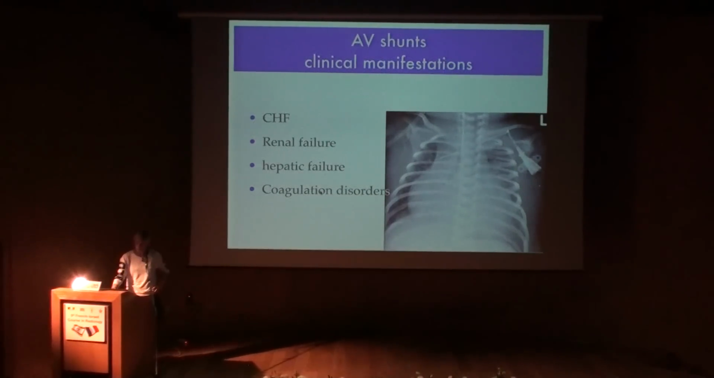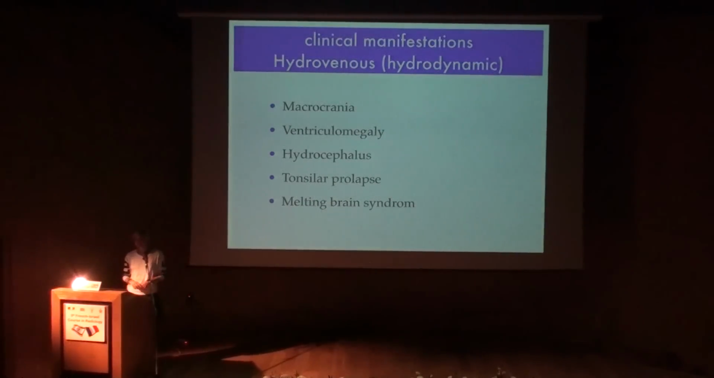Another interesting thing, in my opinion, is the issue of hydrovenous, and we spoke about the CSF today. Because of the high pressure in the venous system, they get issues of CSF drainage. And altogether, it's causing a major problem in those kids. They get macrocrania, they get enlargement of the ventricles. Sometimes it's hydrocephalus with raised ICP. Because of all this enlargement in the cranium of fluid and ventricles, they have tonsillar prolapse. And then we get to the syndrome that's known as the melting brain syndrome, and I'm going to show you that later.